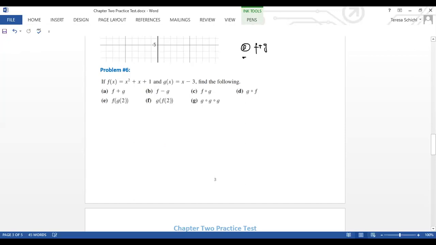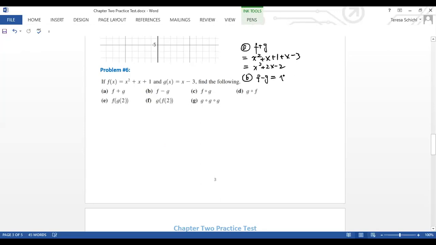So what is f plus g? You just add them together, right? So it's x squared plus x plus 1 plus x minus 3. What is the answer? It's x squared plus 2x minus 2, correct? That's pretty easy, right? So B here, f minus g.